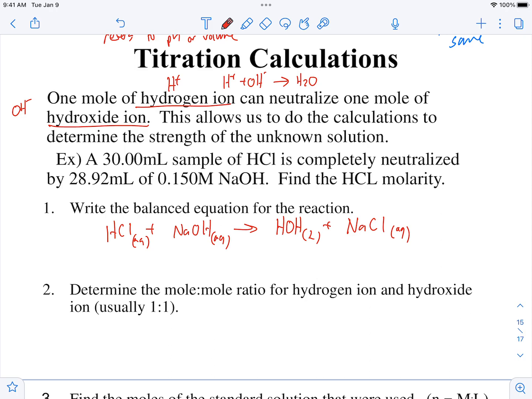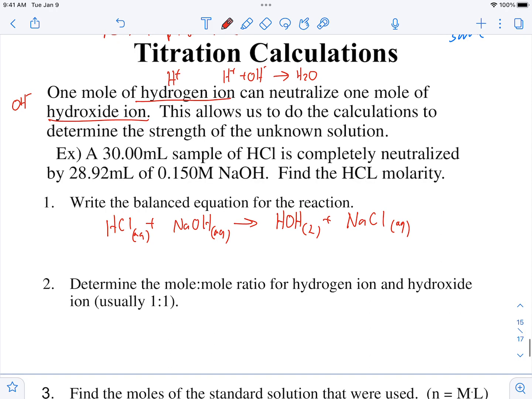Okay, so I have a balanced equation. Determine the mole ratio for a hydrogen ion and hydroxide ion. So like I said before, it's 1 to 1 here, right? And it's also 1 to 1 here, 1 HCl for every 1 NaOH. So both of these reactions are telling us the same thing. Okay, so it's 1 to 1.